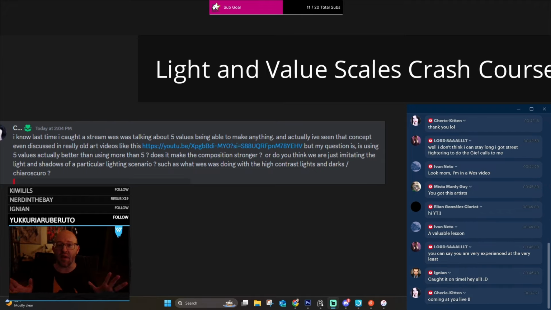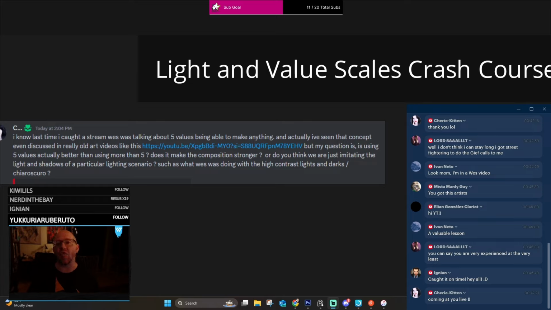These are actually separate. So that's the first thing. The value scale and the idea of light and shadow should be thought of separately. A lot of people think the value scale is shorthand for your lights and your shadows. Sure, it can be, but not always.